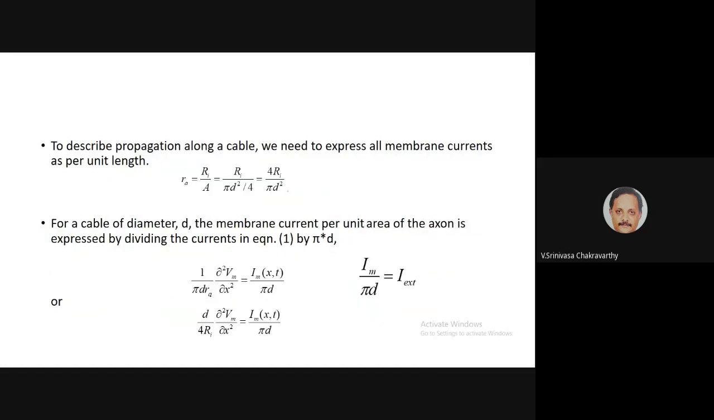You get 1 by pi d Ra times ∂²Vm/∂x² is equal to Im by pi d. Pi d Ra is given by the previous equation, that is 4 capital Ra by pi d squared. So if you plug it in here, you get d by 4 capital Ra times ∂²Vm/∂x² is equal to Im by pi d.